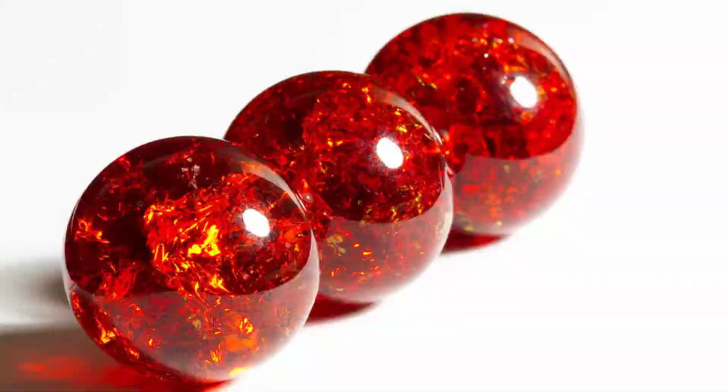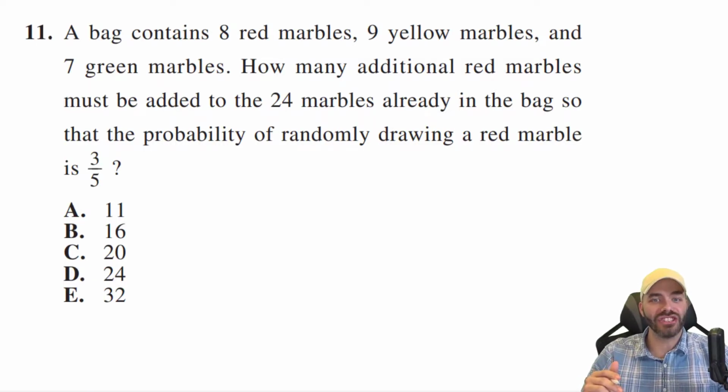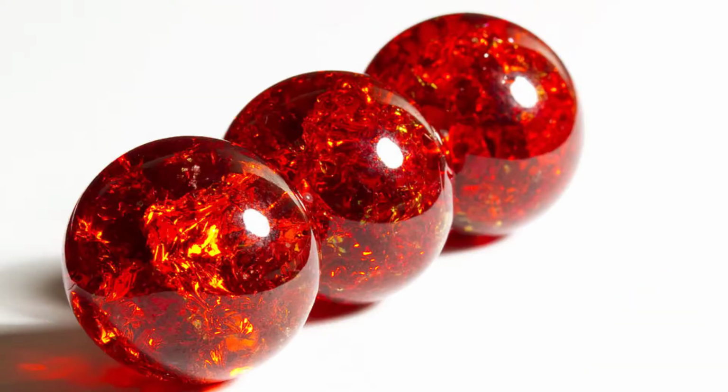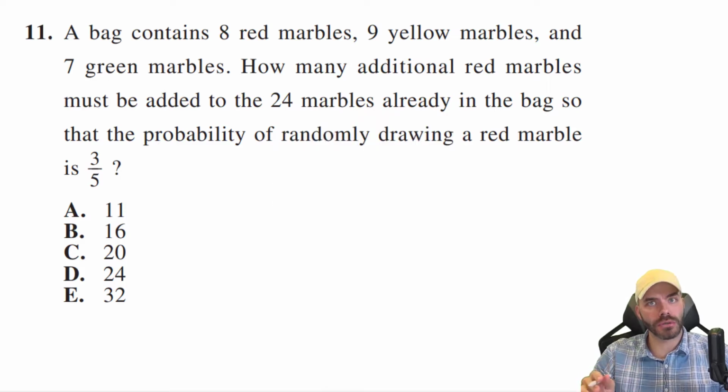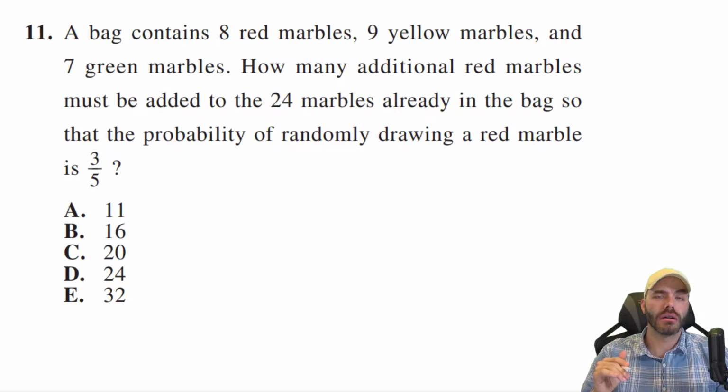All right, number 11. A bag contains 8 red marbles, 9 yellow marbles, and 7 green marbles. How many additional red marbles must be added to the 24 marbles already in the bag so that the probability of randomly drawing a red marble is 3/5? Remember, probability is target over what? Target over total. What we need to do here is set up a proportion.